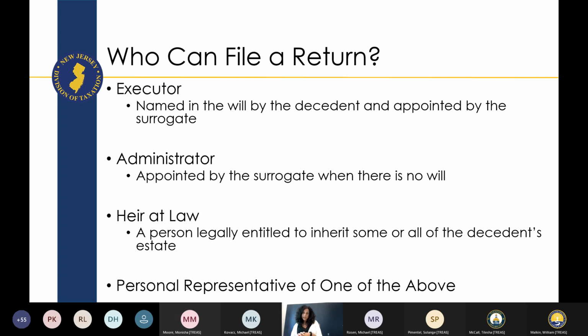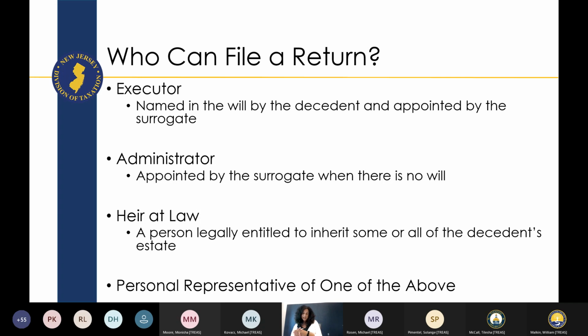There's also the administrator, who would be appointed by the surrogate whenever there is not a will. Sometimes situations occur and legal actions are taken, and then there's a person who is also appointed, and they could also be an administrator as well. An heir at law is any person who is legally entitled to inherit some or all of the decedent's estate.